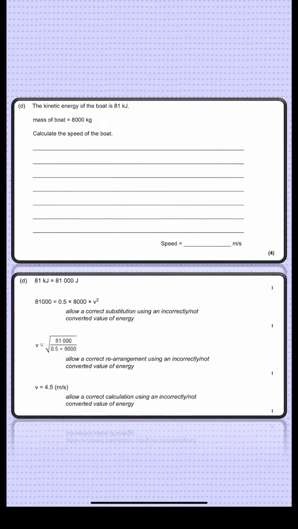So our kinetic energy is 81,000. Divide that by half times the mass that we've got here, 8,000. Anyone got the answer? Yes, looks like people are getting it. Well done, guys. When you put that into your equation, it should be 4.5 meters per second. Let's just check that with our mark scheme. Get a mark for the conversion. Then we subbed everything in, we rearranged it. Remember to square root it. Loads of people forget to square root it at the end. And we've got 4.5. So 1, 2, 3, 4 marks.